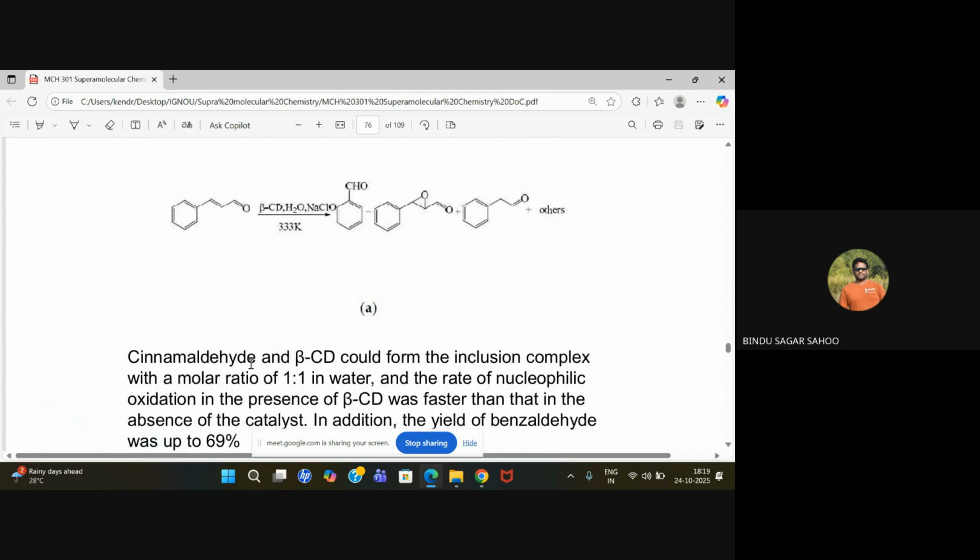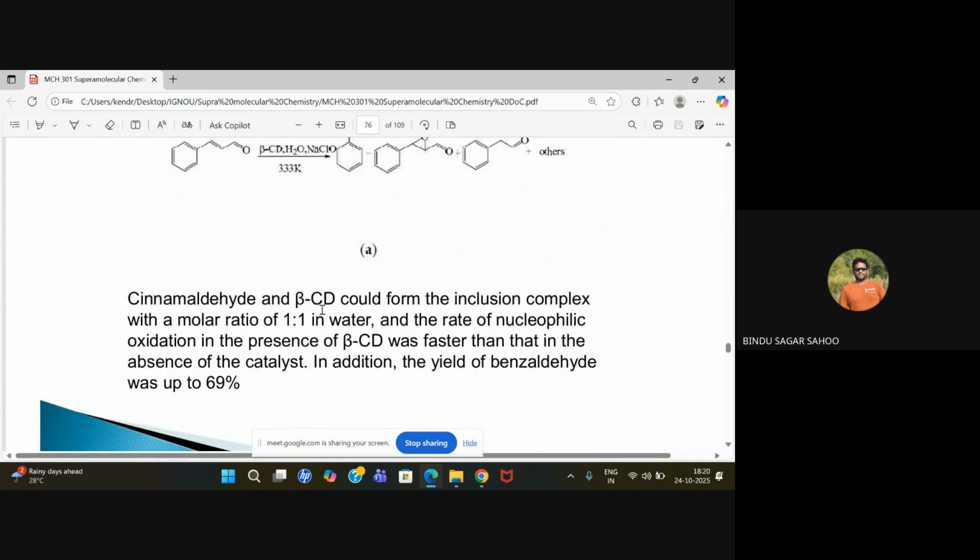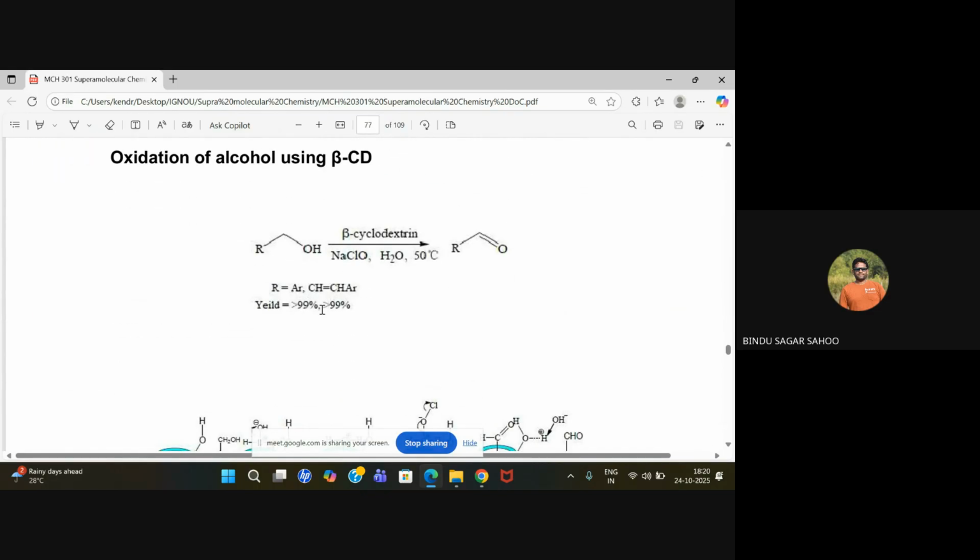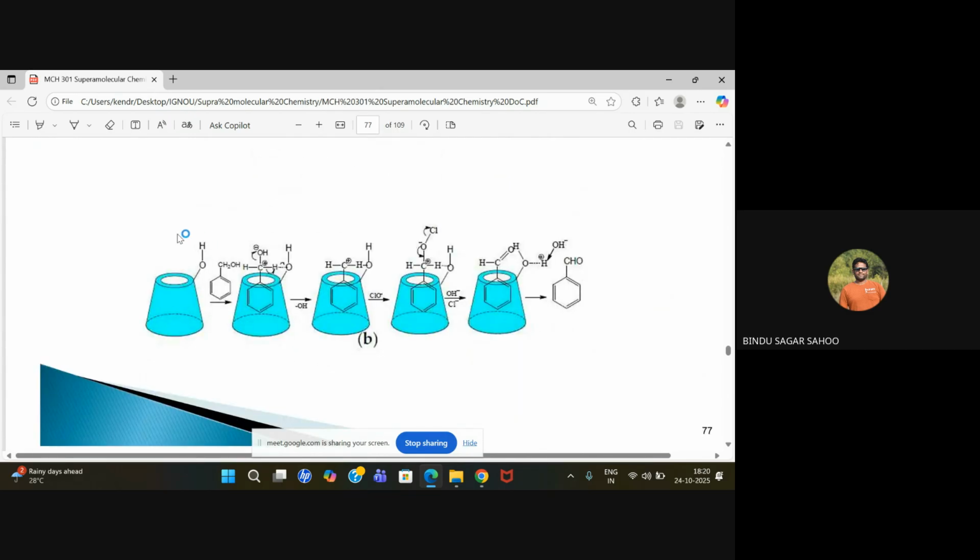So the beta cyclodextrin can be used in the formation of cinnamaldehyde. This is called cinnamaldehyde formation by beta cyclodextrin. You can see here the exact reaction. You are taking an alcohol, and along with it you are taking beta cyclodextrin, and it is forming an aldehyde. We can see here.